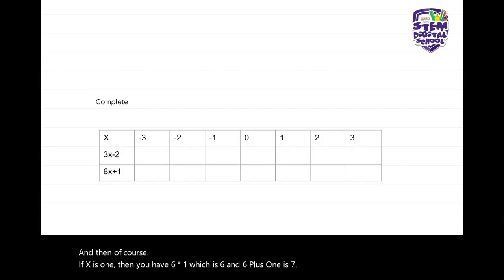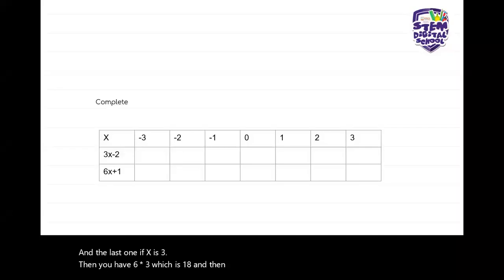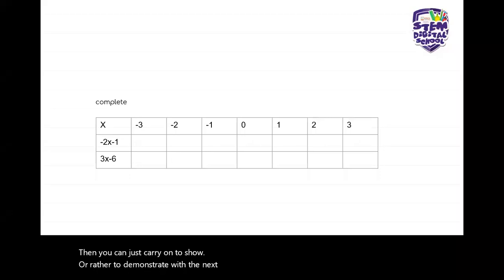If x is 2, then you have 6 times 2, which is 12, plus 1 is 13. And the last one, if x is 3, then you have 6 times 3, which is 18, and then 18 plus 1 is 19. So 19 will be the correct value there. And then you can just carry on to demonstrate with the next activity, where you have got -2x minus 1 and then 3x minus 6.